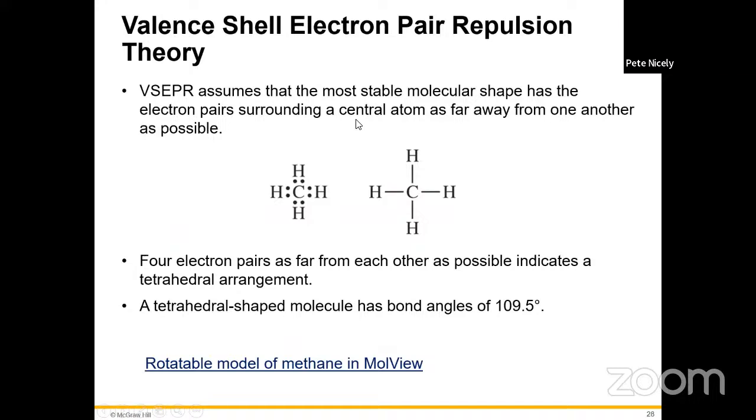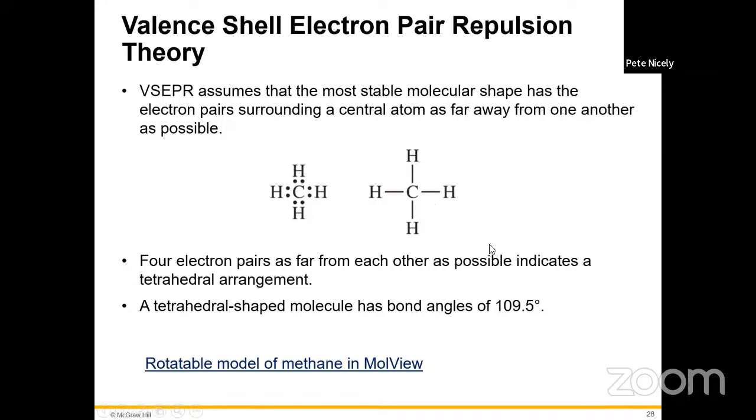So there is a theory that is used to help to predict the shape of molecules. It's called the VSEPR theory, which stands for valence shell electron pair repulsion theory. And basically what this theory says is that the bonds around a central atom will spread out to be as far apart from each other as possible, because the bonds are electron pairs, and electron pairs will repel each other, right?